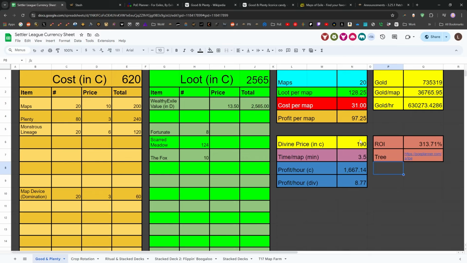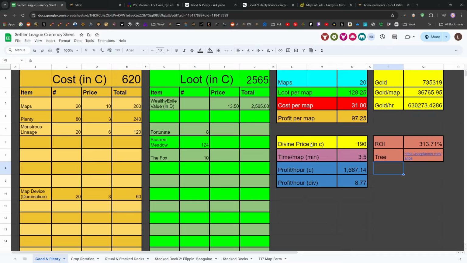I have accommodated for the fact that the divine price has gone up in the last couple of days pretty significantly, from about 155 to 160 up into the 175 to 190 range, depending on whether you're bartering with other people or just using the in-game currency exchange, which I don't know why you would ever not use the currency exchange, really.